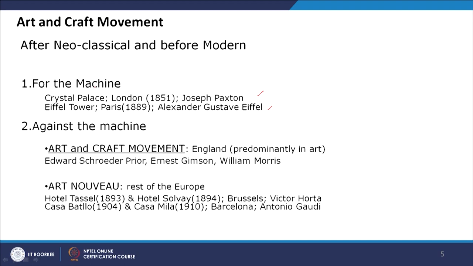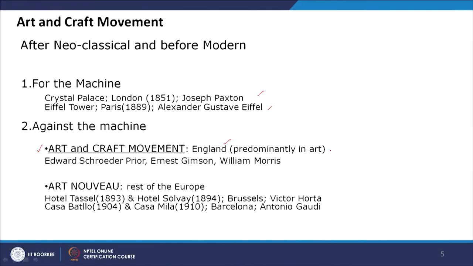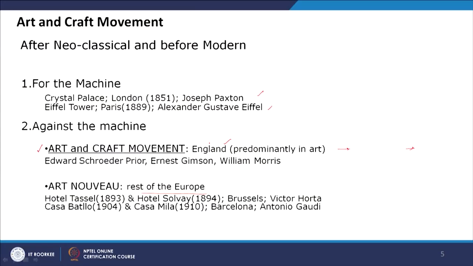Now in against the machine movement, we will first discuss the Arts and Crafts movement. The Arts and Crafts movement first emerged in England, and then these architecture and design styles spread to the rest of Europe and then to America. But Art Nouveau emerged in all countries of Europe together, and then also went to America. All these styles mainly evolved in Europe, because Europe saw the Industrial Revolution first, and this emerged from Europe.